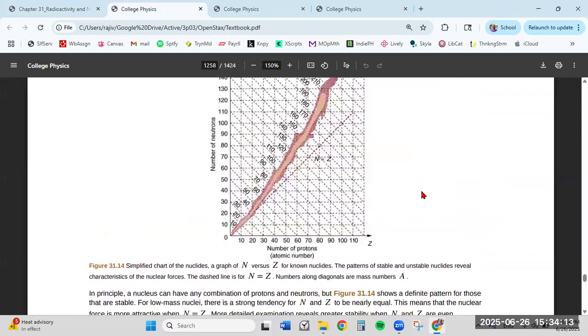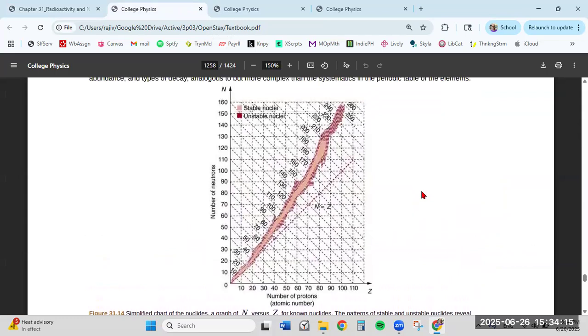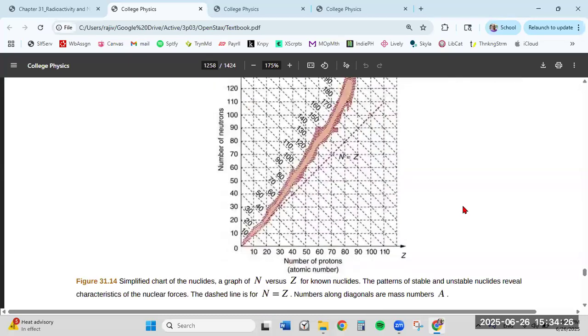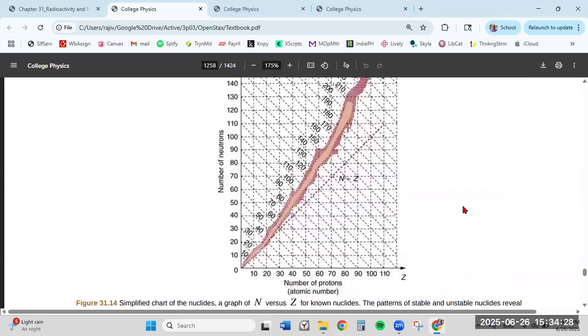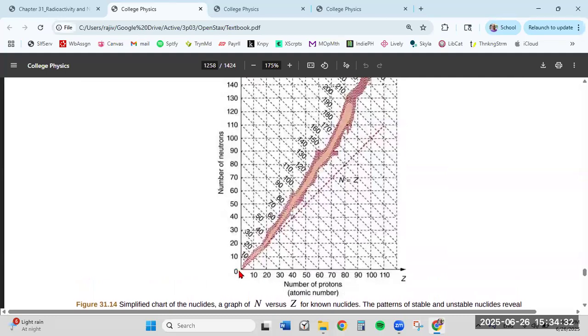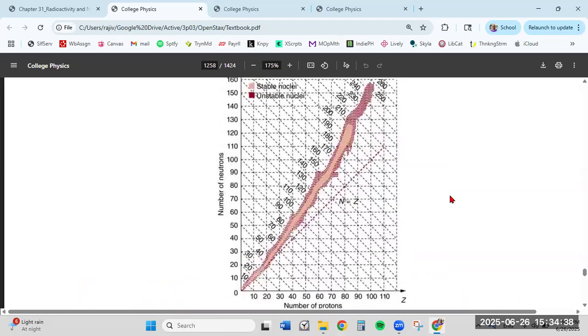Figure 31.14 shows a graph where on the y-axis you have number of neutrons, and on the x-axis you have number of protons. And then there's a dashed line corresponding to N equals Z, number of neutrons equals the number of protons.